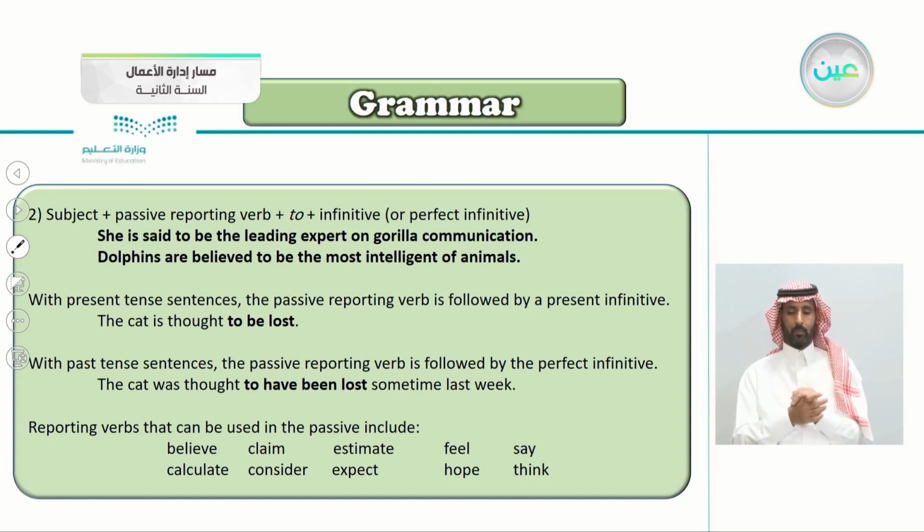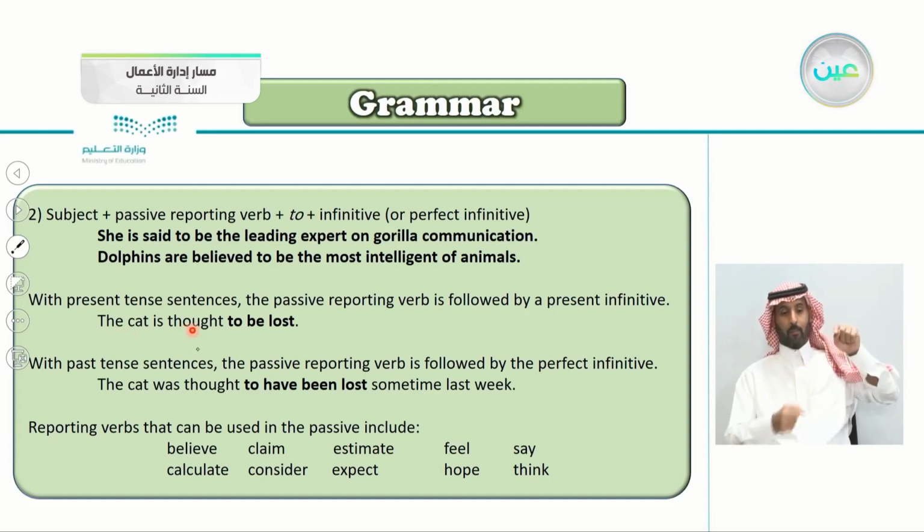This is the second part of the passive reporting verbs. We begin with the subject, she is, dolphins are. Then the passive reporting verb, said or believed. Then the word to. Then use the infinitive or perfect infinitive. Then you continue with the sentence. With present tense sentences, the passive reporting verb is followed by a present infinitive.